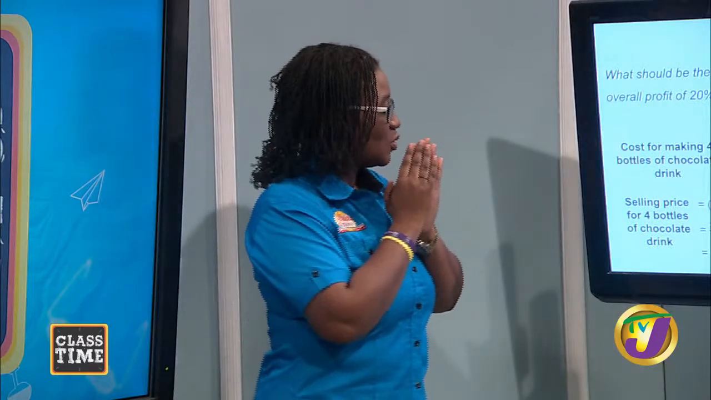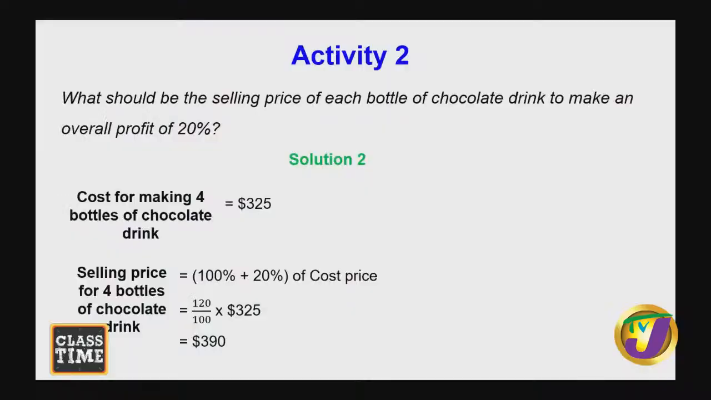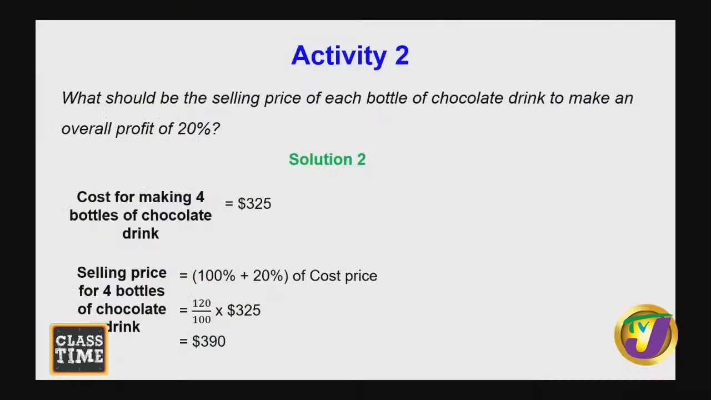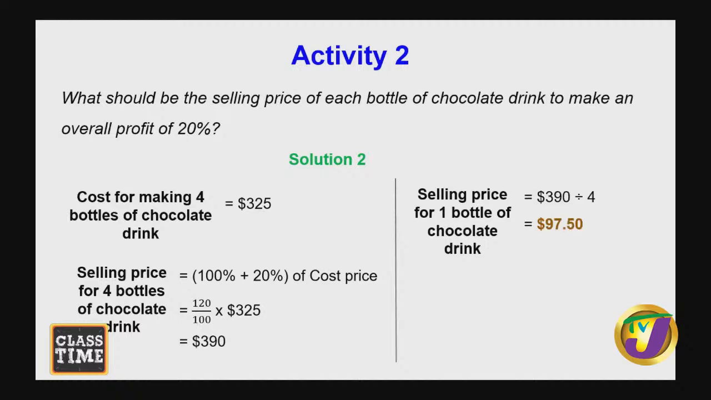So it means that when we sell 4 bottles, we must sell them for $390. But the question asks us, what should be the selling price for each? So just divide that by 4. All right, so 390 divided by 4, what does that give us? The same $97.50. Isn't that great? That's lovely.